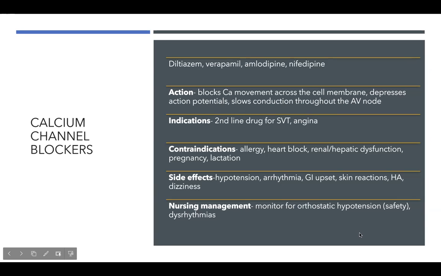So indications: it is a second-line drug for SVT and angina. Some contraindications are allergies, having a heart block, renal or hepatic dysfunction, pregnancy, or lactation. Some common side effects are going to be hypotension, arrhythmia, GI upset, skin reactions, headache, and dizziness. And with these, you really want to monitor for orthostatic hypotension. This is a big safety concern. And you're going to monitor for the presence or new onset of dysrhythmias.